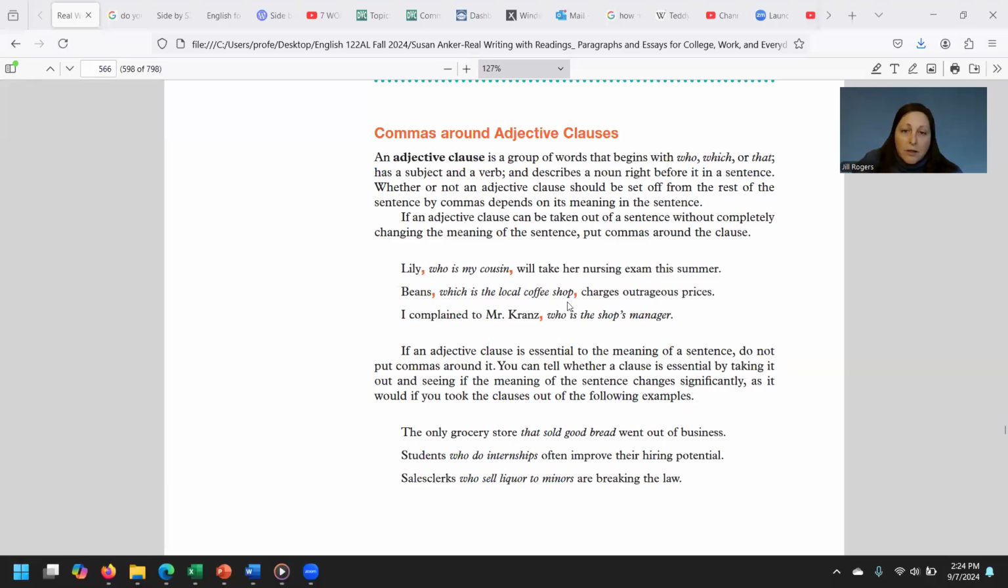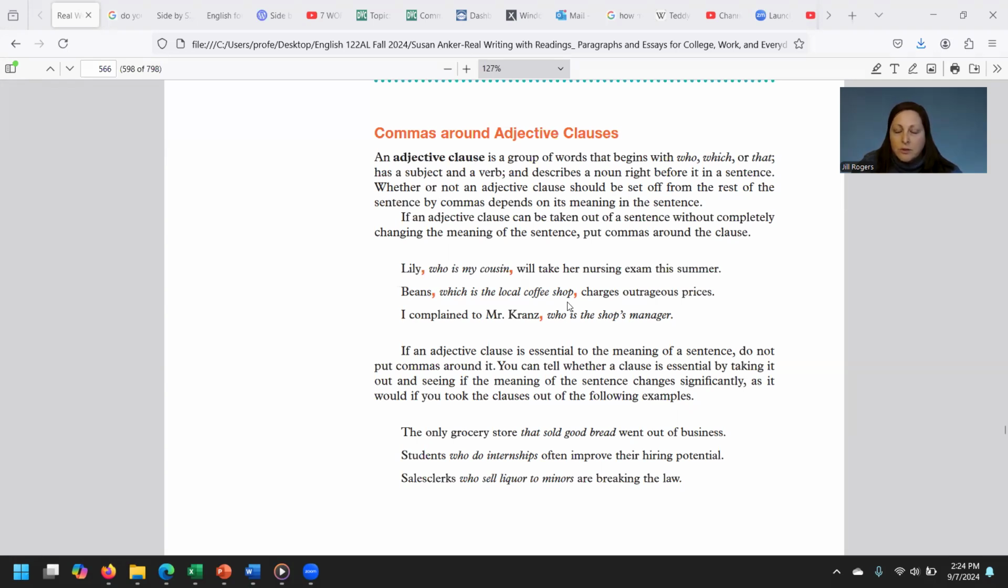Hello, this one is commas around adjective clauses. This is another one that students tend to think they're going to have difficulty with, because adjective clauses for some people are hard to understand. But actually, let's just go through it and see how you're doing. And if you still have trouble, we can work on it more.